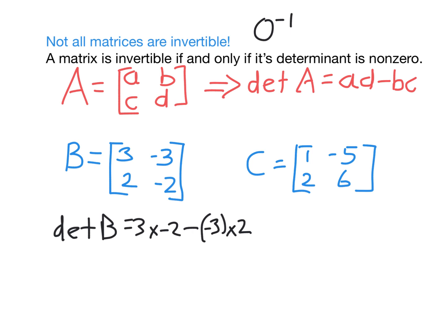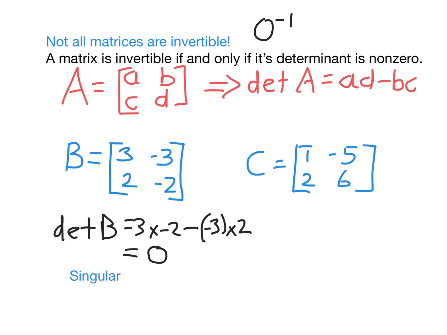Now, if I were to put this on my calculator, and you can feel free to do that if you want, then I get 0. The determinant of B is 0. If the determinant of a matrix is 0, we say that the matrix is singular and it has no inverse. You cannot calculate an inverse for a matrix whose determinant is 0.